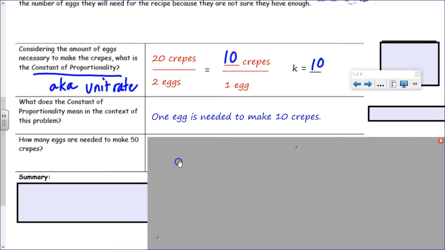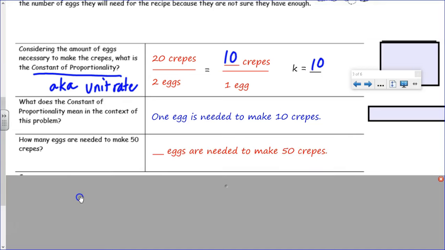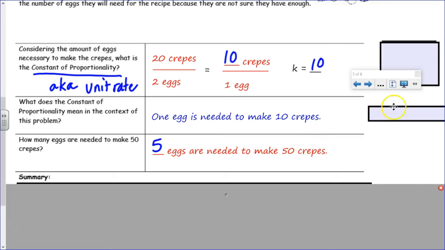All right, pause it and figure out how many eggs you need to make 50 crepes. I know that you can figure that out. Go ahead and figure that out now. And did you get 5? Good job. That is our last example. And tomorrow in class, you can write the summary in your own words, and we will do the independent practice. Great job.